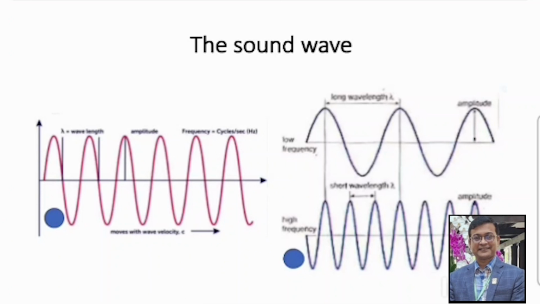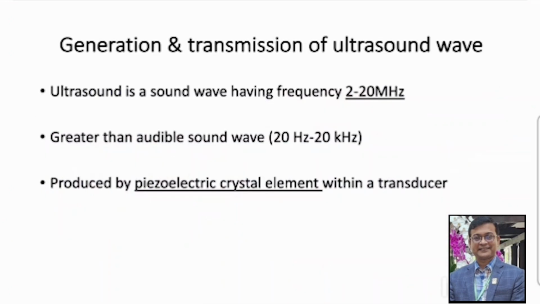The ultrasonic wave has a frequency of 2 to 20 megahertz, which is much greater than that of the audible sound wave, that is from 20 hertz to 20 kilohertz.